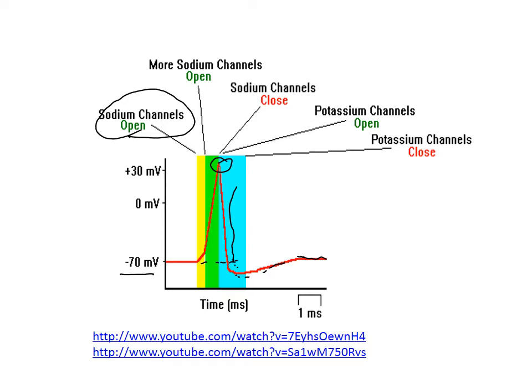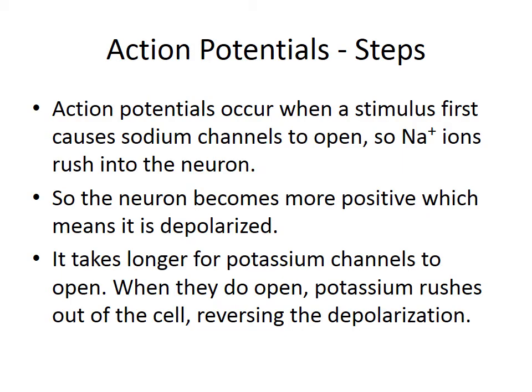So come back and we'll go over this in another way. We're continuing on with the steps of the action potentials. An action potential occurs when a stimulus first causes the sodium channels to open, so sodium ions rush on into the neuron. So the neuron becomes more positive, which means it's depolarized. Now it's depolarized. It takes longer for the potassium channels to open.